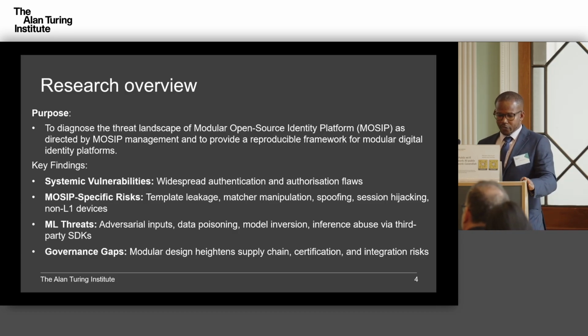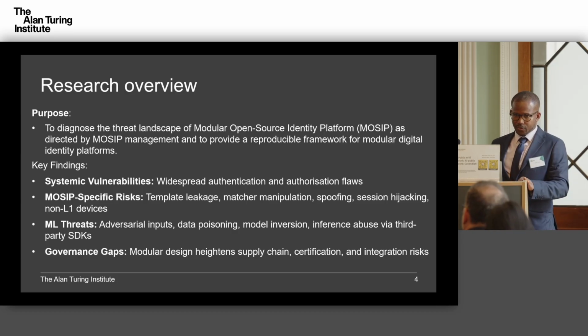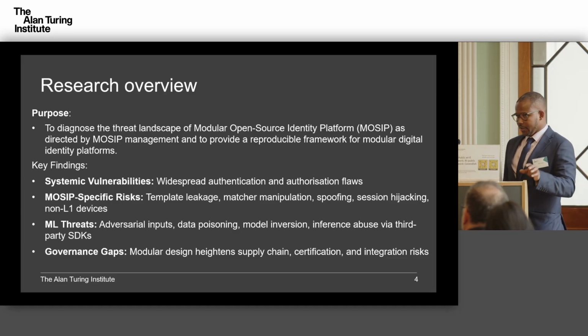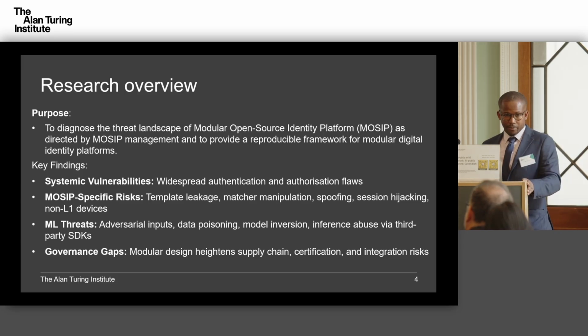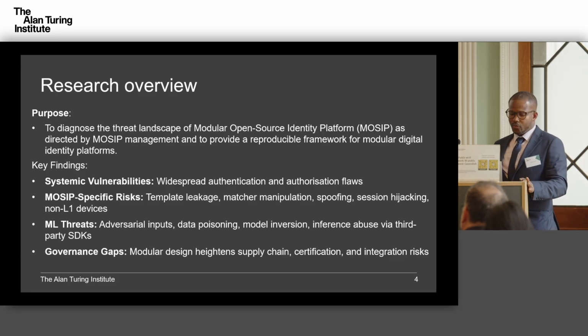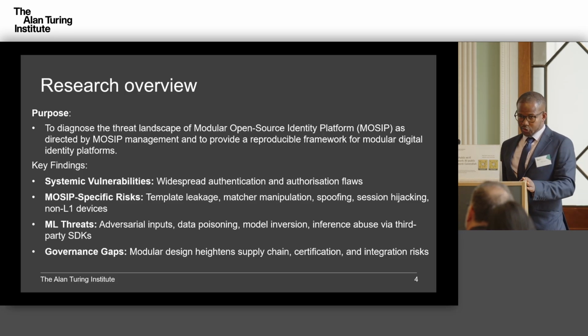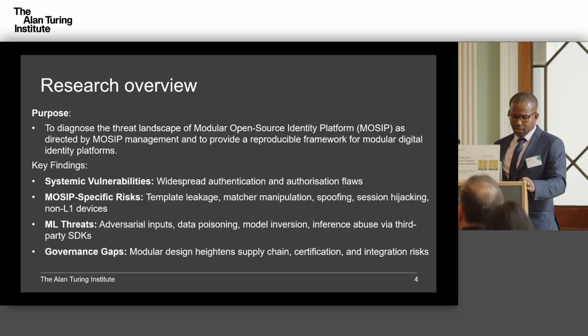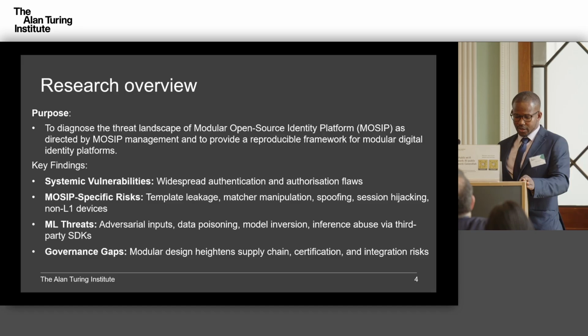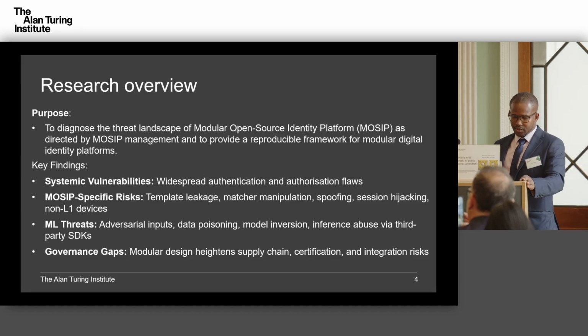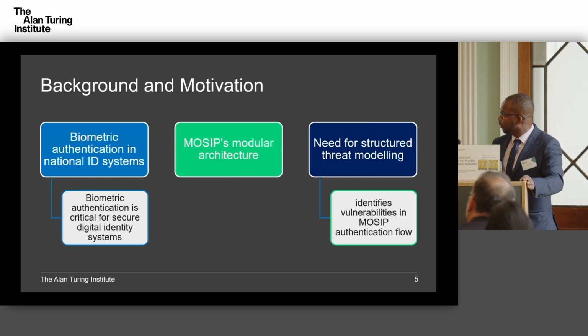After the work, we realized that there were some key findings that include the system vulnerabilities that exist in general biometric identity systems. We also realized that there were some issues specific to MOSIP, and there were also machine learning threats and governance gaps. So I'd rather go into the main details from here.